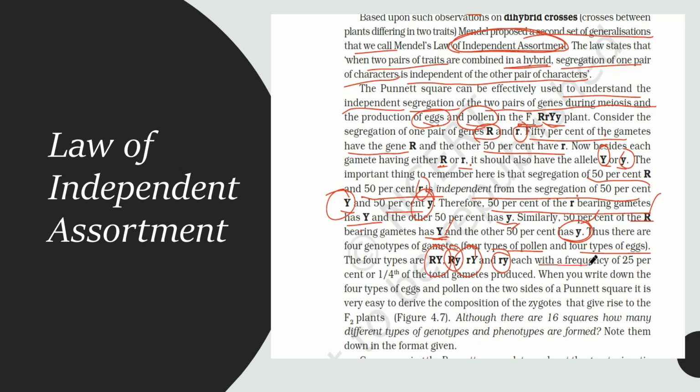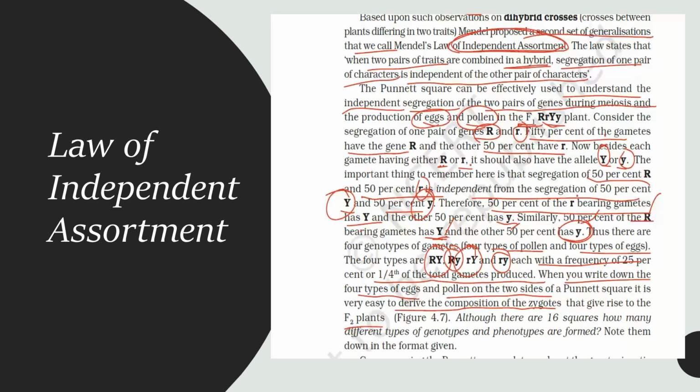Each has a frequency of 25%, or 1/4, of the total gametes produced. When you write down the 4 types of eggs and pollen on 2 sides of a Punnett square, you know how we get the answers, right? We know how to write in the Punnett square. We multiply the side of the female with that of the male, and we get the Punnett square boxes. So it is very easy to derive the composition of zygotes from these gametes, one written on the left side and one on the top. They will give rise to the plants of the F2 generation, right?